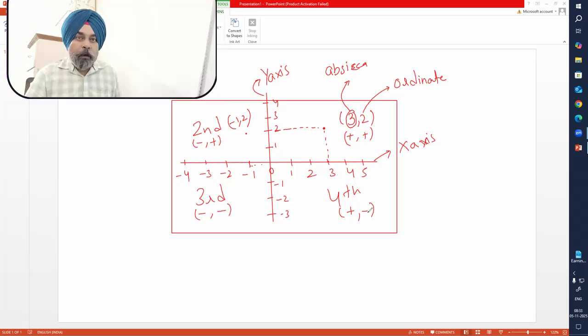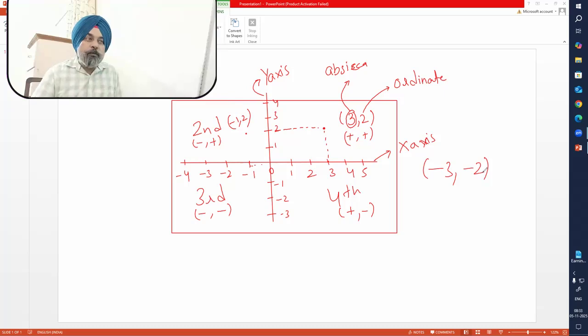So I would like to ask you a general question. How will you find the coordinate of the point -3, comma -2? In which quadrant should this lie? Can anybody make a guess? Okay, I'm looking for your answers. So the answer is the third quadrant. In this case, both should be negative. So it will be lying somewhere here.